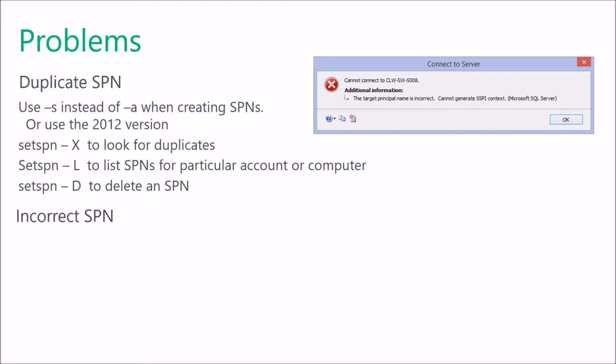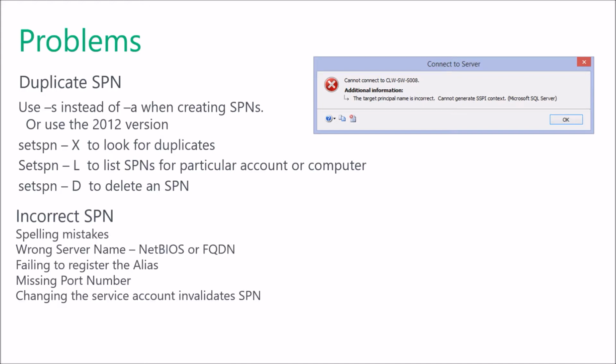It's also very, very easy to type it in wrong. It won't complain about spelling mistakes. Also, make sure you use the fully qualified domain name of the server when you register, rather than just the server name. If you're connecting using an alias, make sure you register that alias name as well as the server name. And you must register the correct port number as well.